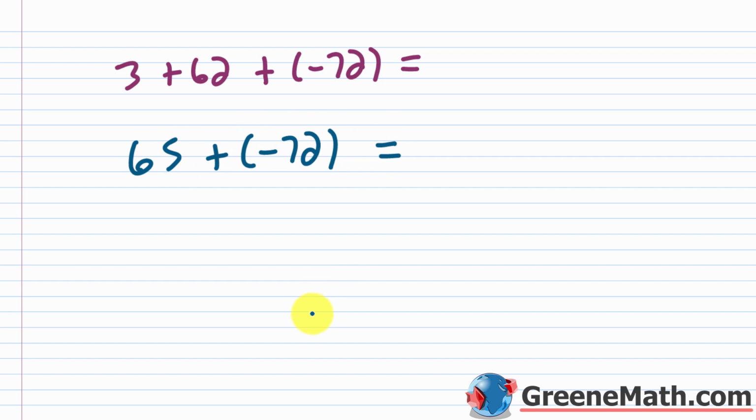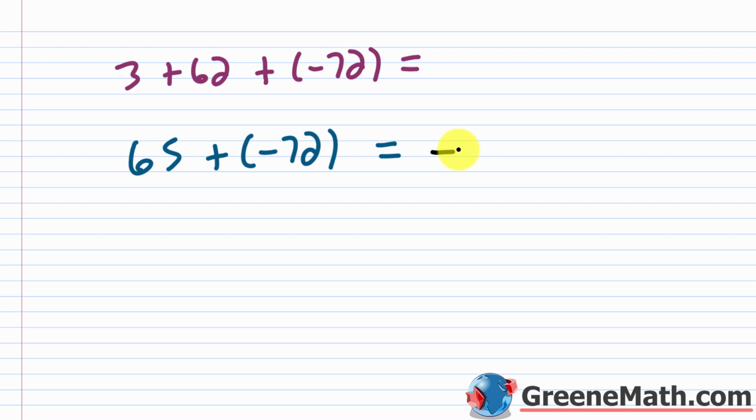So at this point, you basically have to think about, okay, I'm adding these integers with different signs. Which number has the larger absolute value? The absolute value of 65 is 65. The absolute value of negative 72 is 72. So negative 72 has a larger absolute value, so we're going to use that sign in the answer. So this would be negative.